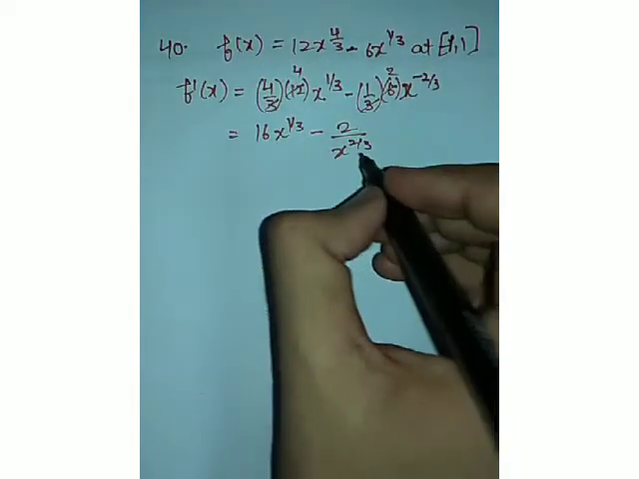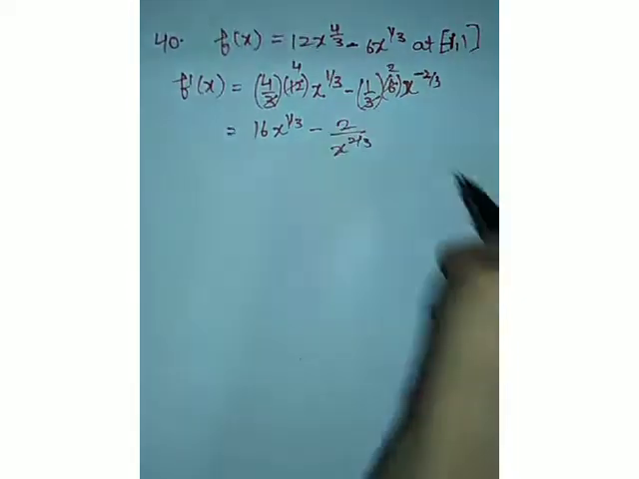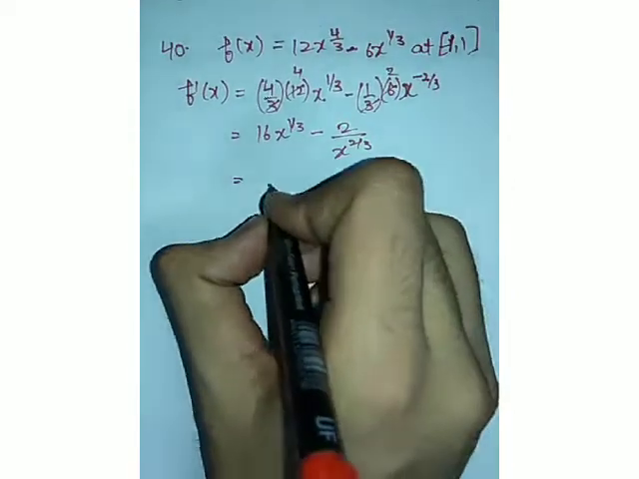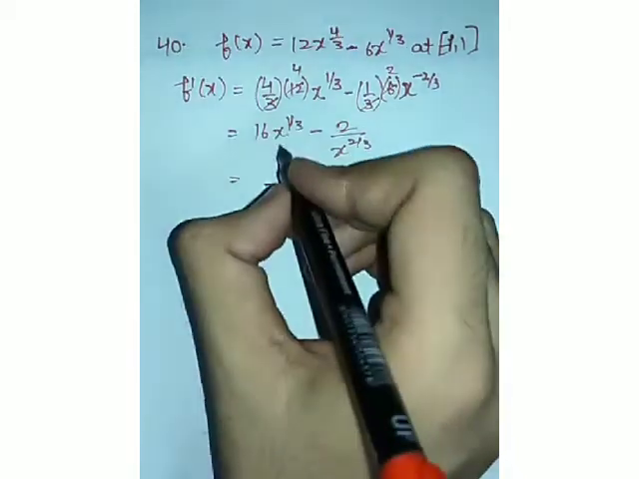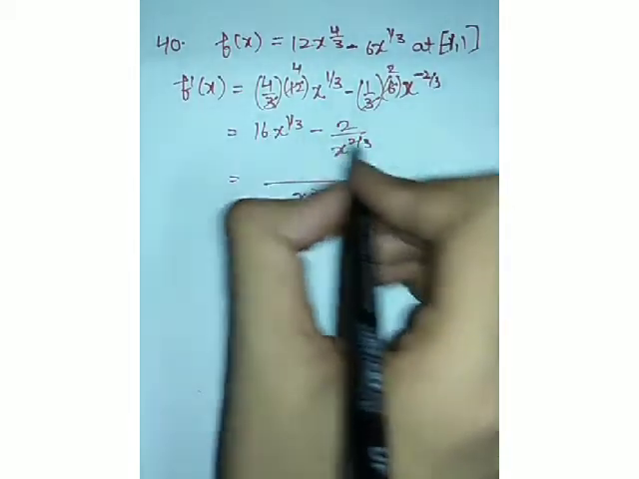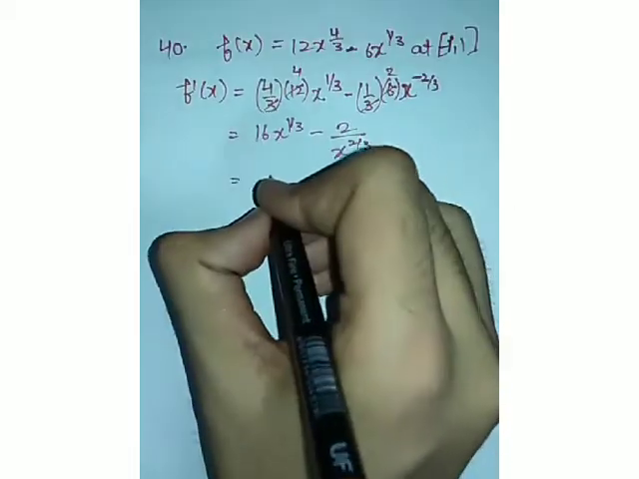Clear? So now you can solve it further. Take the LCM as x raised to power 2 by 3, and when x raised to power 2 by 3 will be multiplied by it, the powers will be added and you will get x raised to power 1 only.